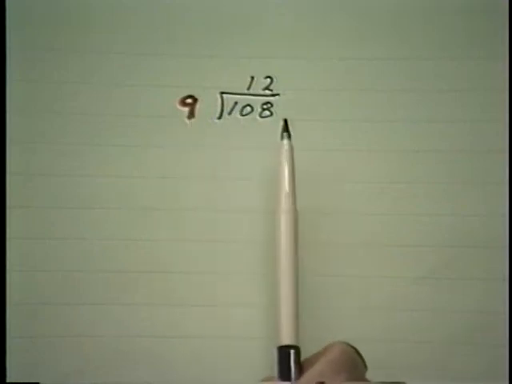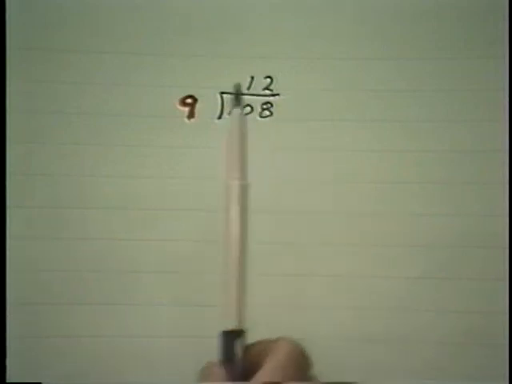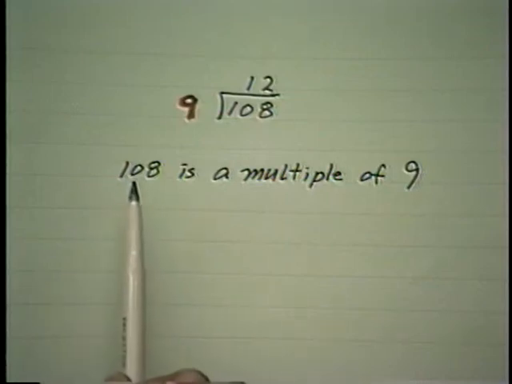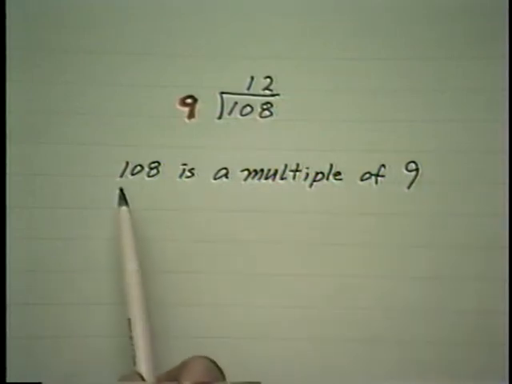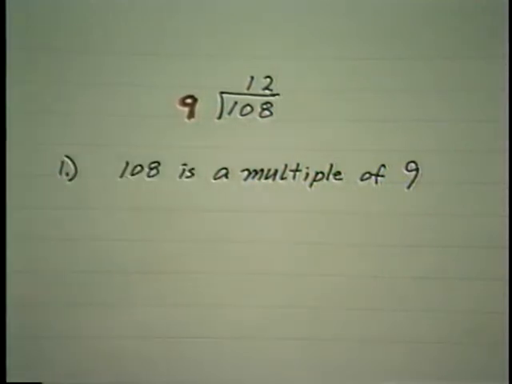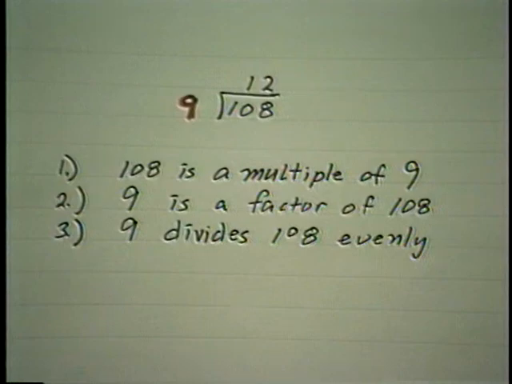9 divides into 108 12 times. 9 goes into 108 evenly. Therefore, we can say about 9 and 108 that 108 is a multiple of 9. That is, it's divisible by 9. But that's just one way of saying a fact that can be said several other ways. If we had said 9 is a factor of 108, that means the same thing. But now we're emphasizing this first. This divides in evenly. It makes it a factor. But we could have also said 9 divides 108 evenly.